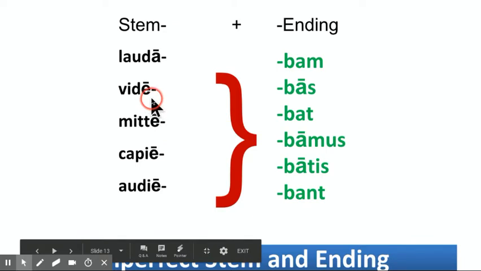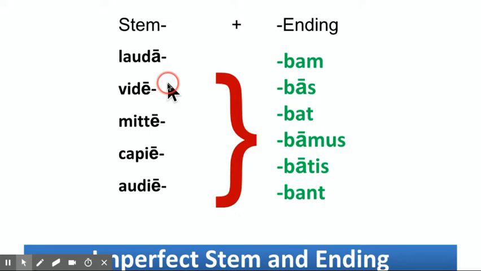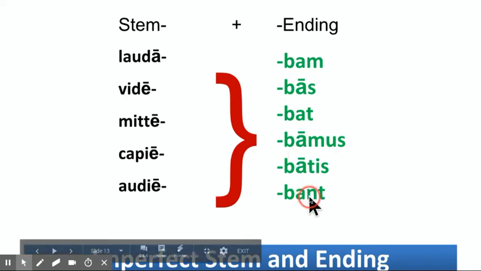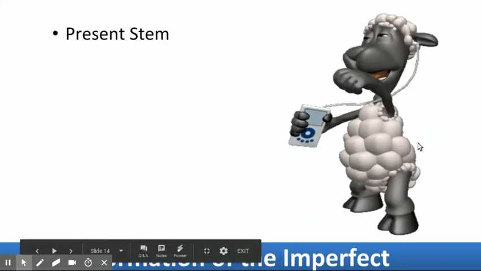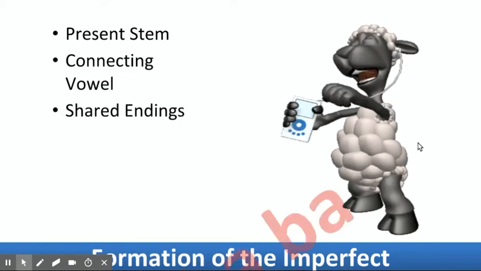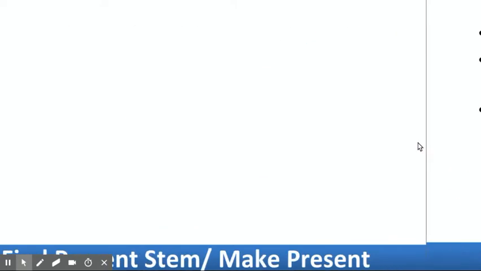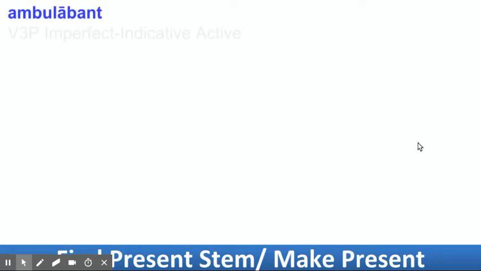So for the imperfect, you take the present stem, you add the connecting vowel, mostly a long E, sometimes an IE for third-i and fourth conjugation, except for first conjugation, long A. So bam, bas, bat, bamus, batis, bant. Yes, that was a sheep, because sheep go ba. So you take present stem, connecting vowel, shared endings, ba, ba, ba, ba, ba. Now, what does it mean?